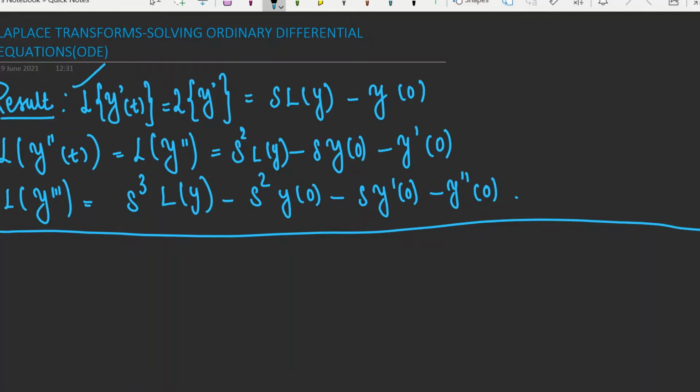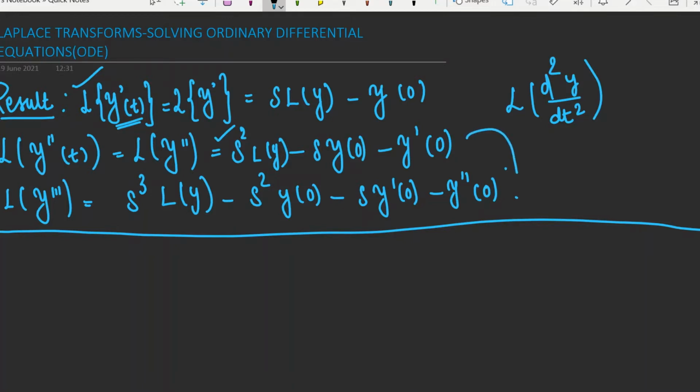First one, L of y dash of t, or L of y dash, because y is a function of t, is s L of y minus y of 0. Similarly, for y double dash of t, that is L of d square y by dt square, the Laplace transform of d square y by dt square, this result is s square L of y minus s y of 0 minus y dash of 0.